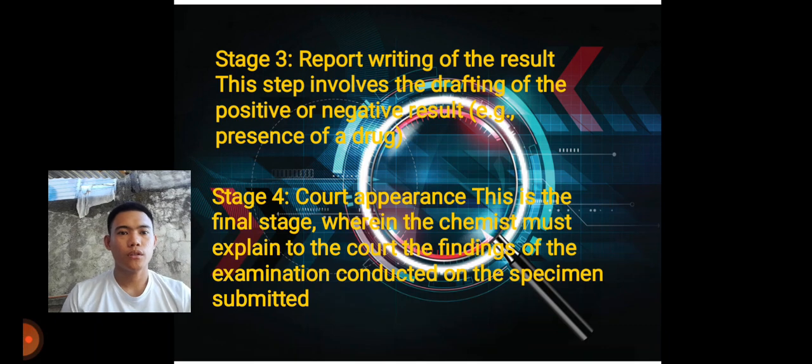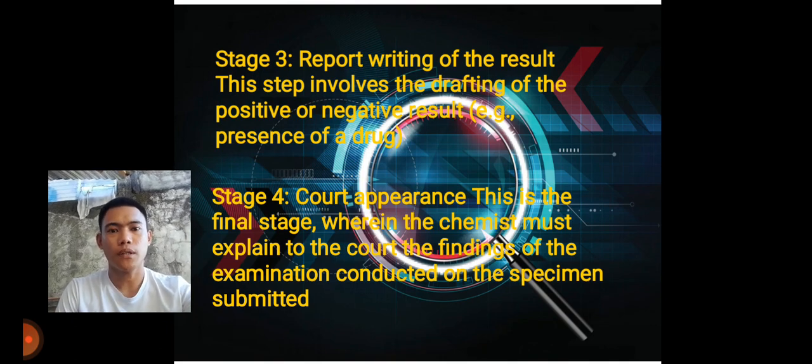Then stage 4, court appearance. This is the final stage wherein the chemist must explain to the court the findings of the examination conducted on the specimen submitted. So kibali mo rin tagaan kayo na dapat ang isa ka chemist naa sa court when the time of kanang i-hearing na ang isa ka kaso para matagan ang final judgment kung guilty or not guilty ang isa ka offender.